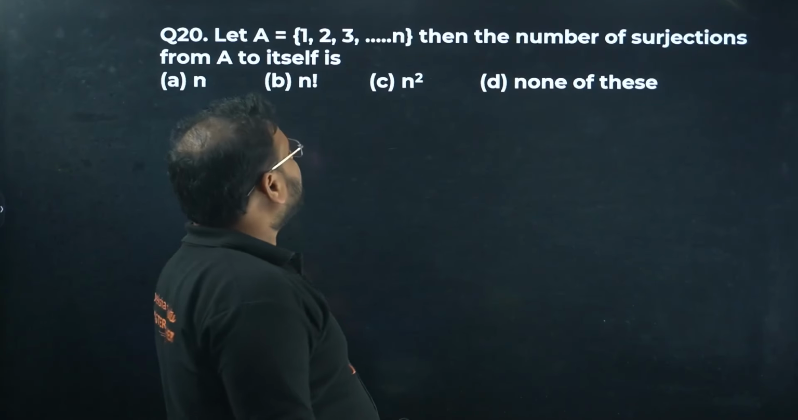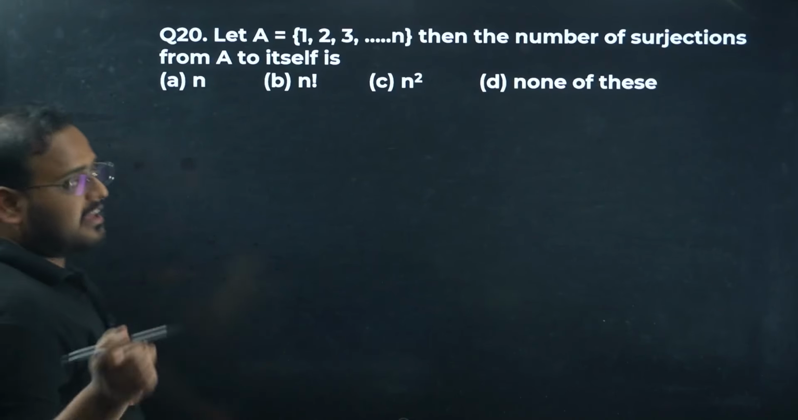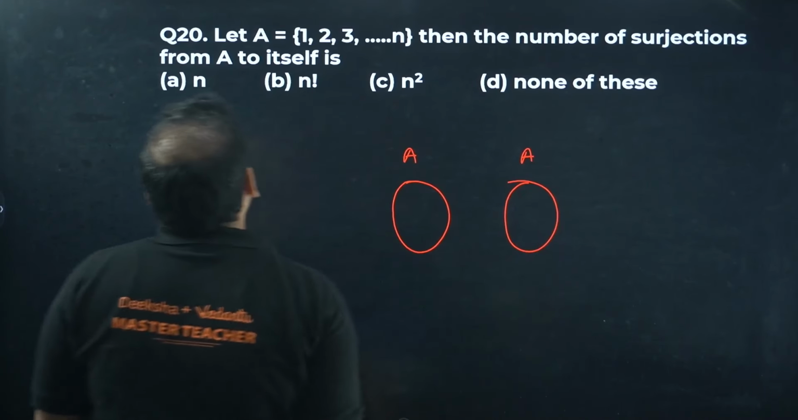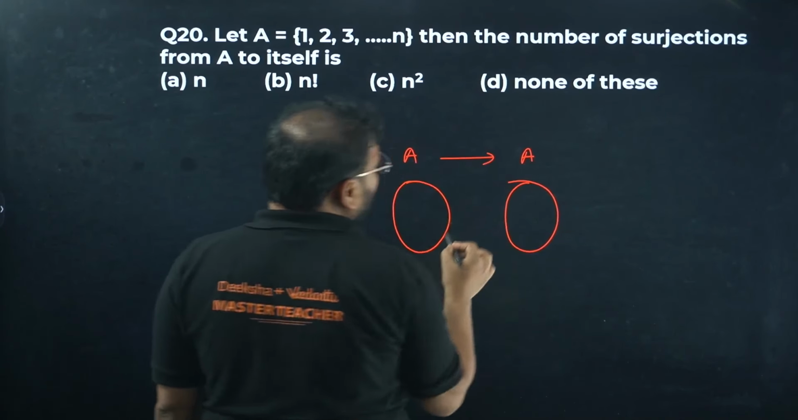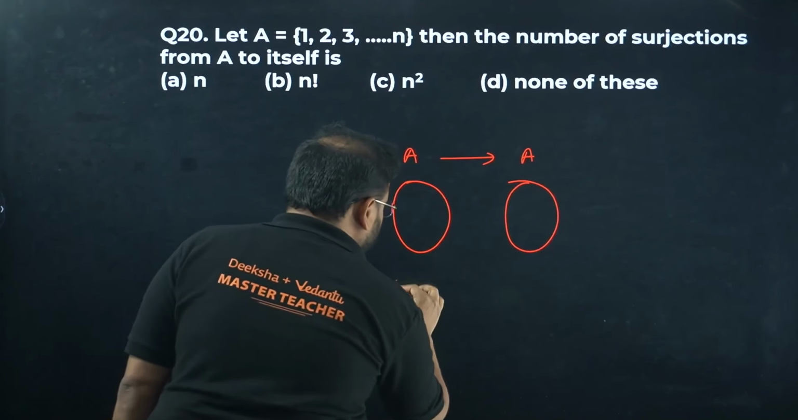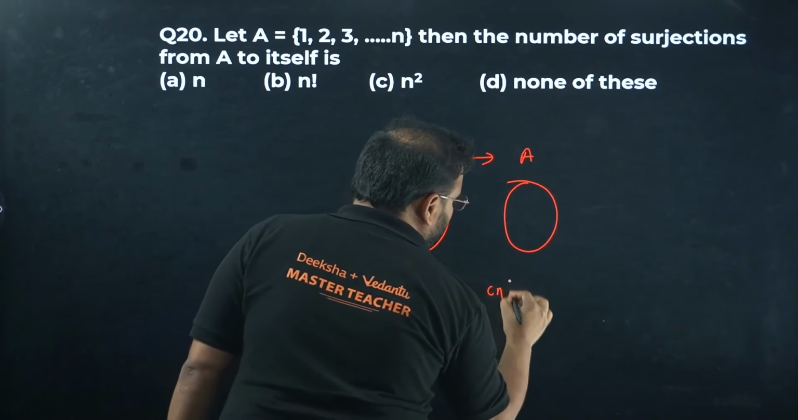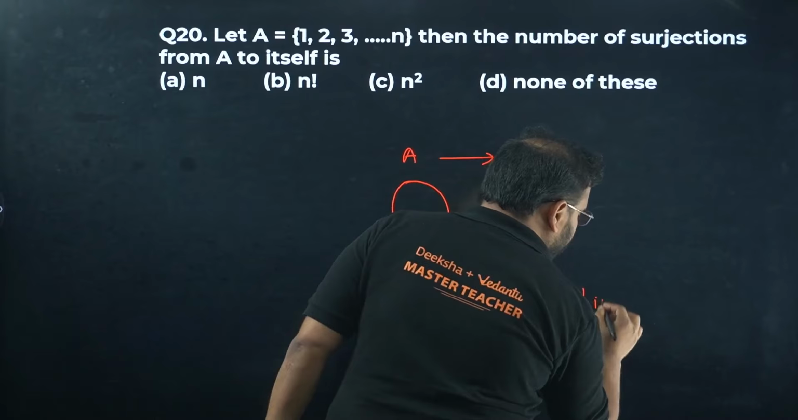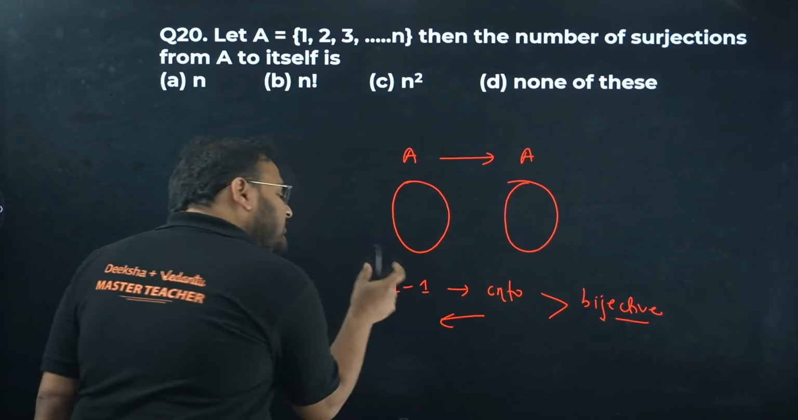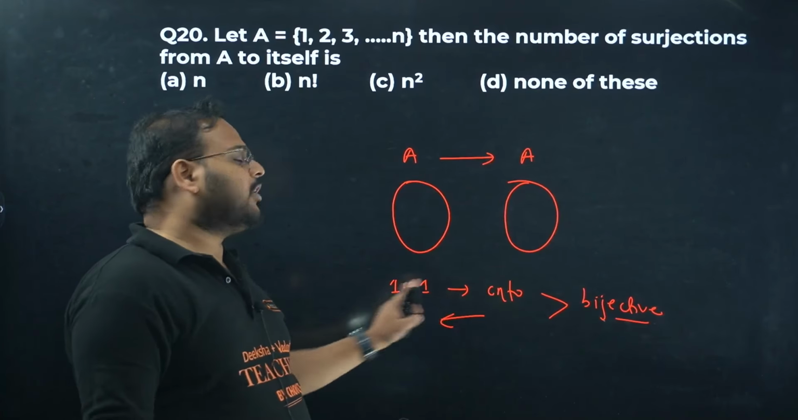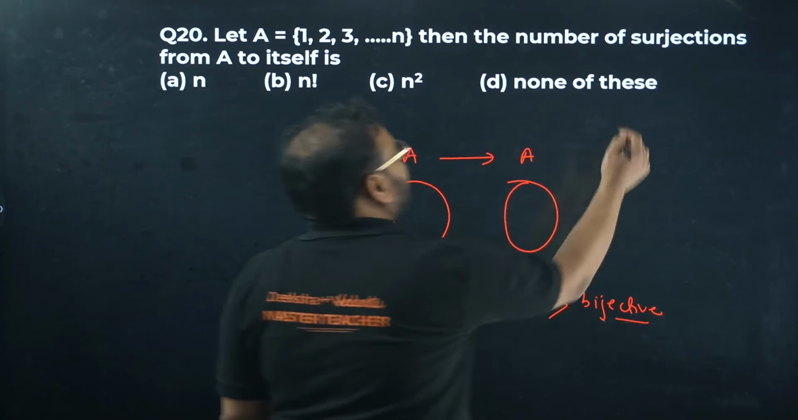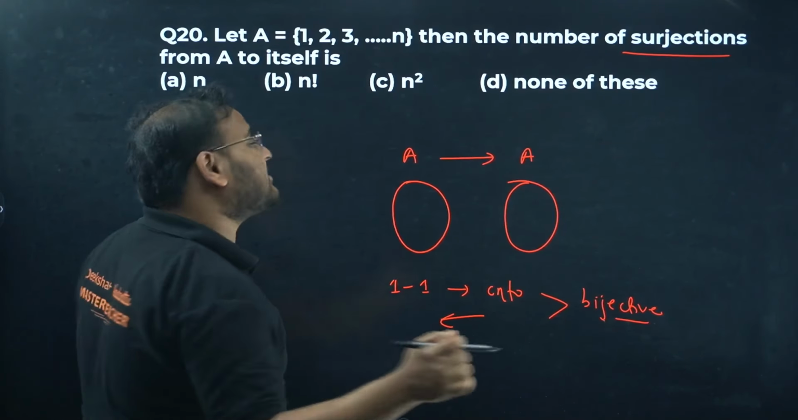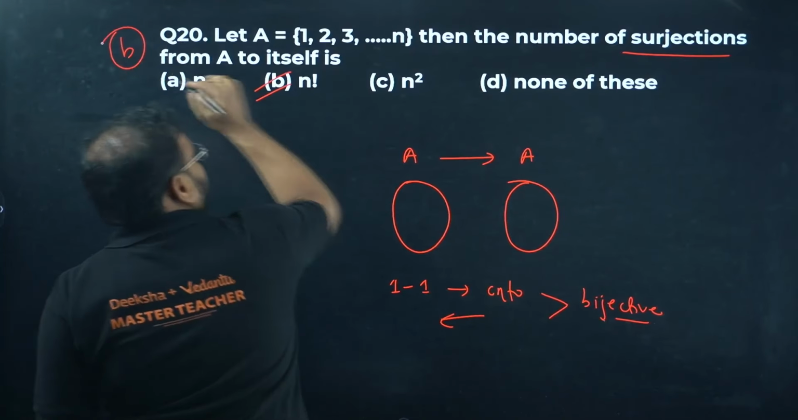Okay. A is 1, 2, 3 all the way till n. Then the number of surjections. If you are defining a function from A to A, then there's a condition, right? If it is 1-1, it'll also be onto, and if it is onto, it'll also be 1-1, and both cases will give me what? Bijective. Means if the question is given for 1-1, it'll also be onto, and if you look for onto, it'll also be 1-1. So basically the case will become bijection. So if you're looking for the number of surjections, injection doesn't matter, because the answer will simply be the number of bijections.